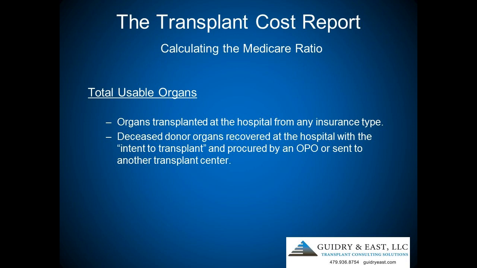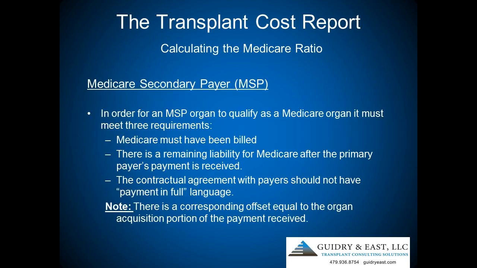So that's your numerator. The denominator is your total usable organs. And what are those? Well, that's organs transplanted at the hospital from any insurance type, plus deceased donor organs recovered at the hospital with the intent to transplant and procured by an OPO or sent to another transplant center. Now, earlier we said that under certain circumstances where Medicare is secondarily liable, you may be able to count a Medicare organ as part of the Medicare ratio.